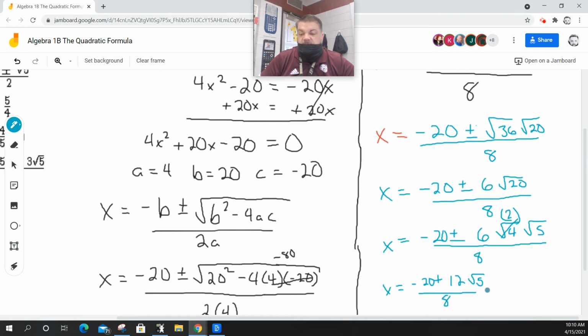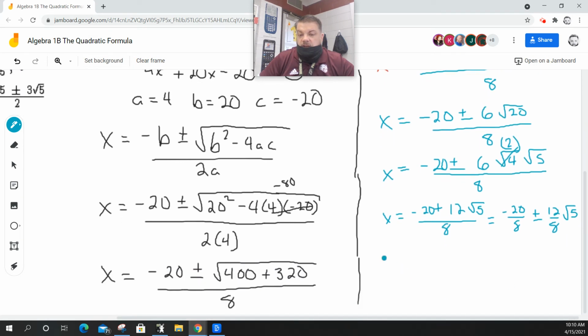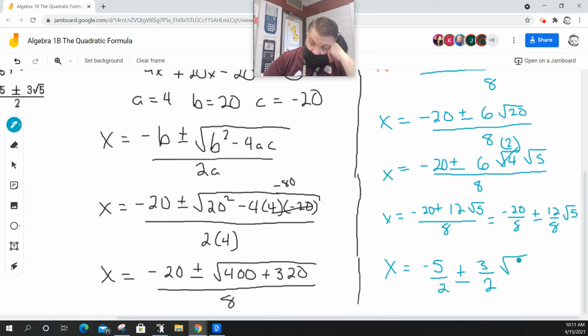All right, so now I can simplify this, and I can say negative 20 over 8 plus or minus 12 over 8 times the square root of 5. Well, that will reduce down to, if I divide the top and bottom both by 20, I get negative 5, or not by 20, but by 4. I get negative 5 over 2 plus or minus 3 over 2 root 5.